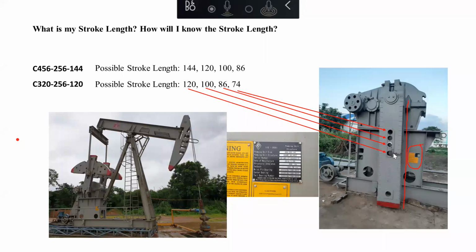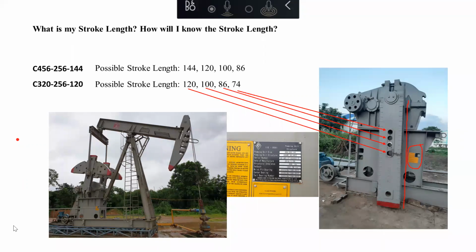If you know the unit, this will be your 120, and if you go upwards, it will decrease to 100, 86 or 74. And if it's 456 unit, this will be your 144, and this will be your 120. This will be your 186.